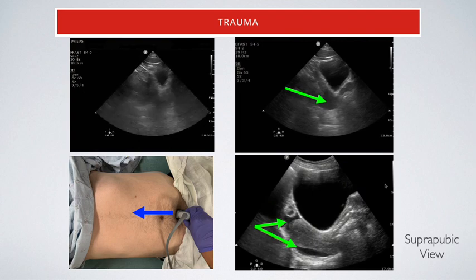The next view is a suprapubic view. The probe's marker dot will remain pointed toward the patient's head. Place your probe just above the pubic symphysis and angle deep down into the pelvis. Look for fluid deep to and slightly superior to the bladder as shown. In females, fluid can also be seen behind the uterus as shown in the bottom right. Remember that a small amount of free fluid may be physiologic in women of childbearing age.